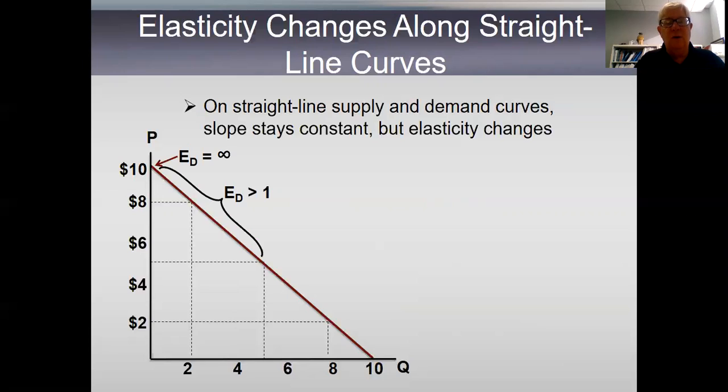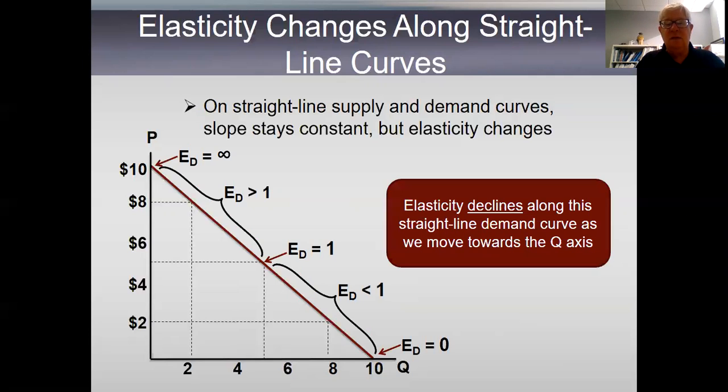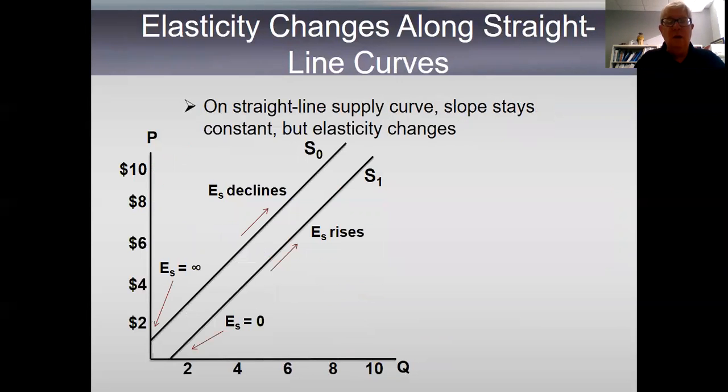And as long as it's greater than 1, it's in the area we call elastic. Then it gets to the midpoint where the elasticity is equal to 1. Now below that, the elasticity is less than 1. And so that's going to be the inelastic area of the demand curve. And finally, where it's on the horizontal axis, the elasticity is equal to 0. Now, elasticity will change along these straight line curves.